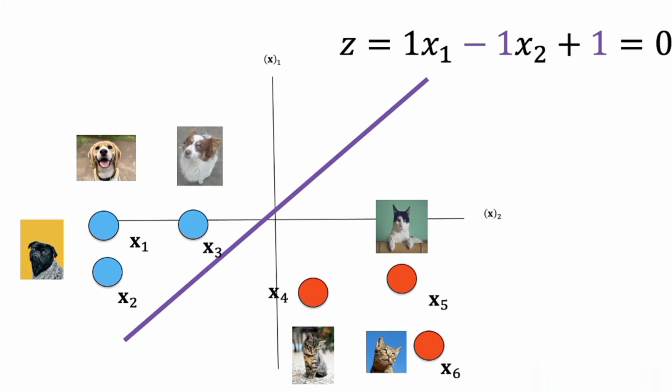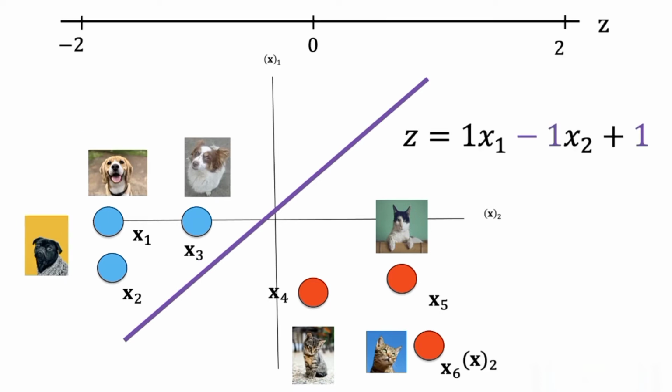We can overlay our sample images. Anything on the left side of the line is a dog. Anything on the right side of the line is a cat. Let's see how we can use the value of z to determine if it's a dog or a cat.